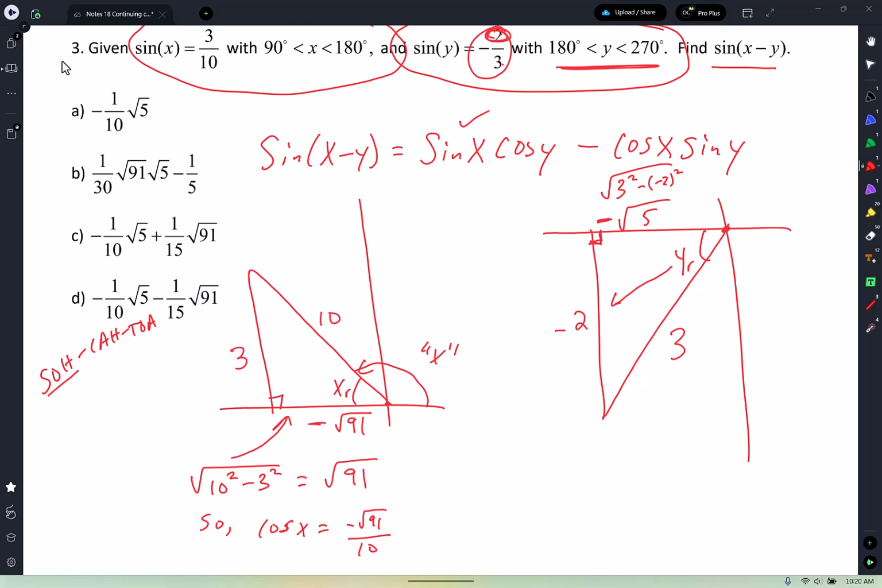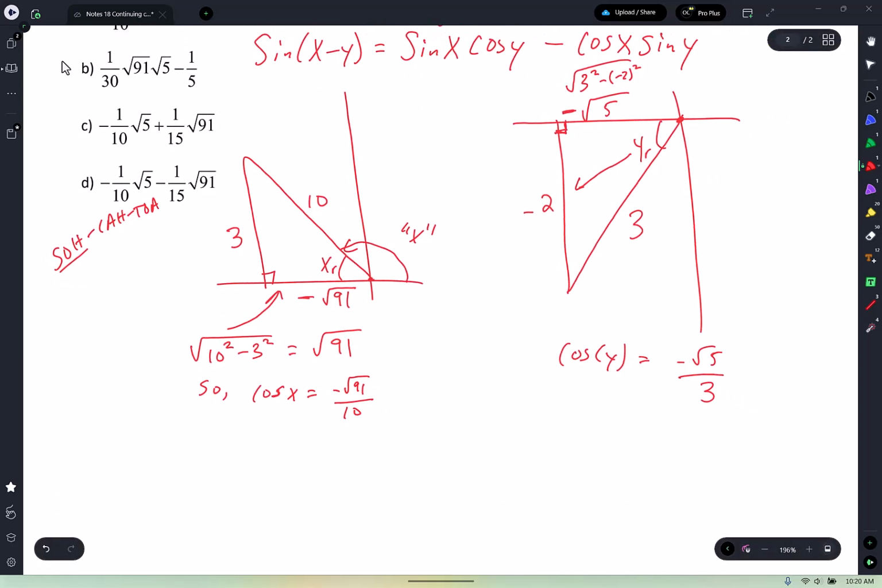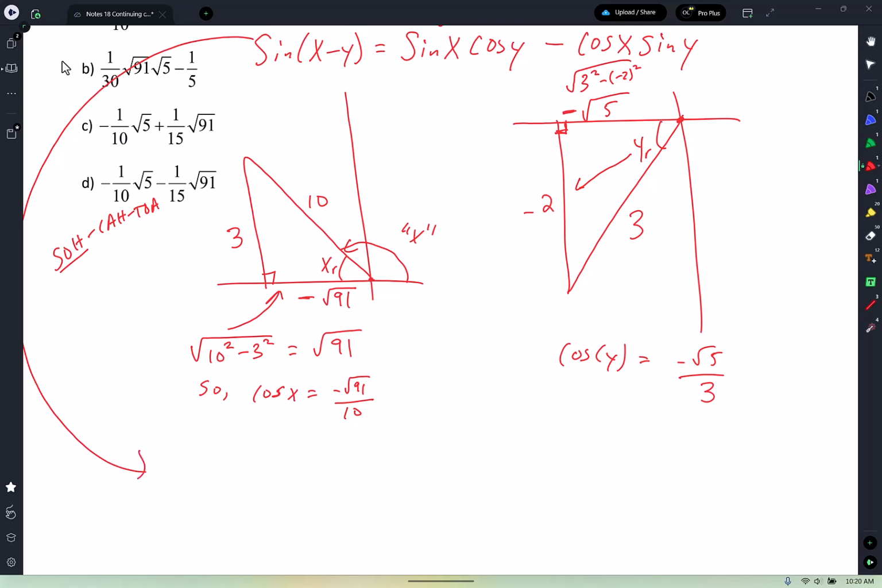All right. I need cosine y. So I'm going to write cosine of y. And cosine is adjacent over hypotenuse, right? So what's adjacent? Not everyone at the same time. Yeah, negative square root of 5 over hypotenuse, which is? All right, we got everything, guys. I'm going to come over here, and I'm just going to rewrite this expression down here. I'm going to write sine x cosine y minus cosine x sine y.